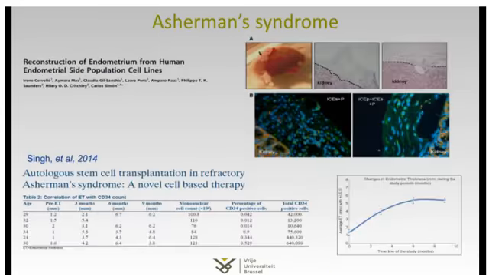in the uterine quality. What about Asherman syndrome? Because it's, as I said, one of the most common endometrial diseases.